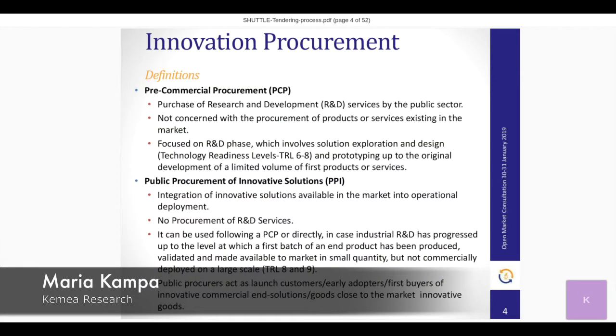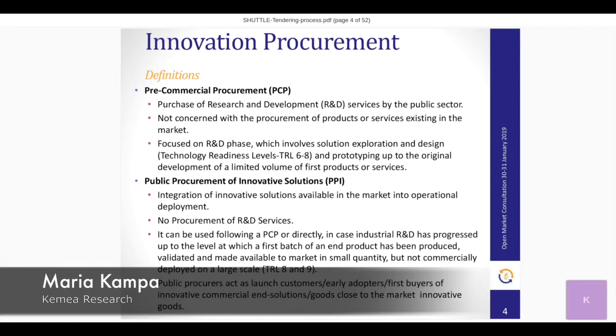So let's start with the theoretical background of innovation procurement. First of all, we have two types of innovation procurement. The first one is pre-commercial procurement, like the SHUTTLE project. Pre-commercial procurement is about the purchase of research and development services by the public sector. It is not concerned with the procurement of products or services that already exist in the market, but it focuses on the R&D phase, which involves solutions exploration, design and prototyping up to the original development of a limited volume of the first product or services.